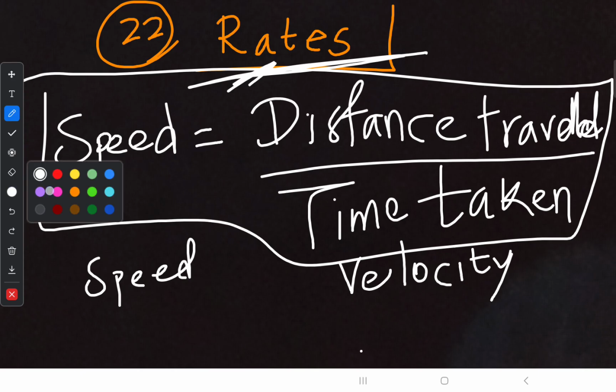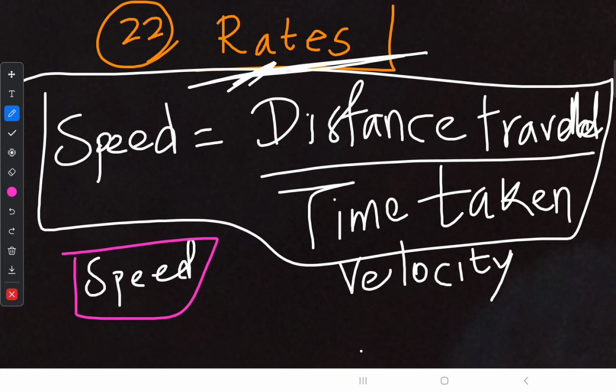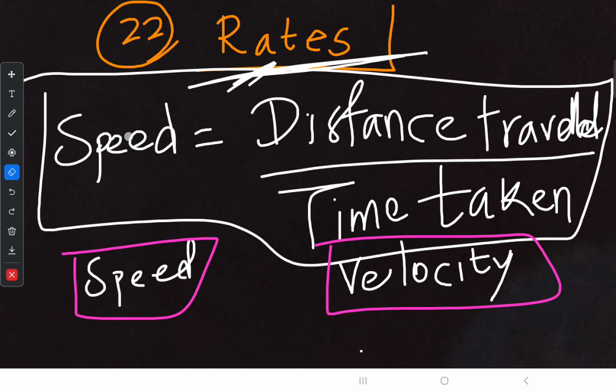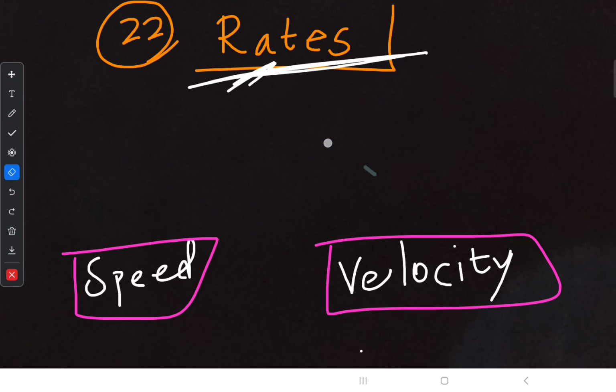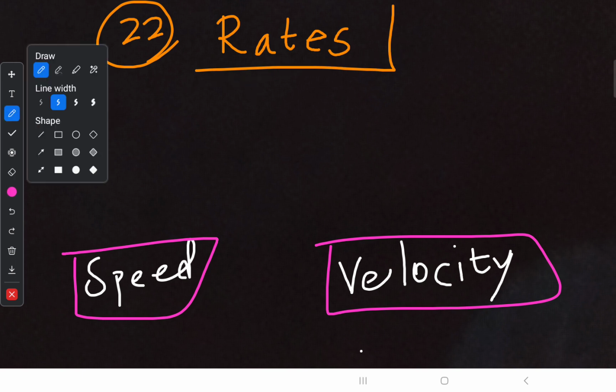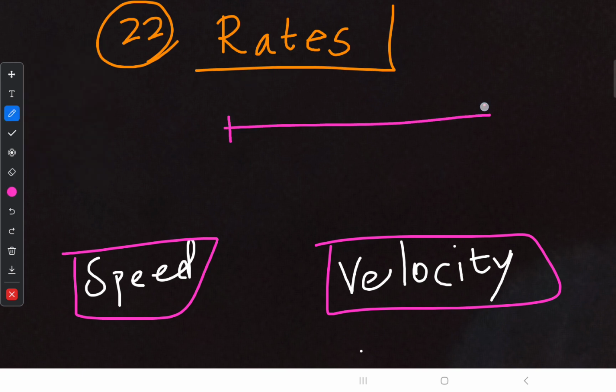There are two different parameters, speed and velocity. When I categorize what is a speed and what is a velocity, I'll use an example to explain. Here is a vehicle. This is a 10-kilometer distance.